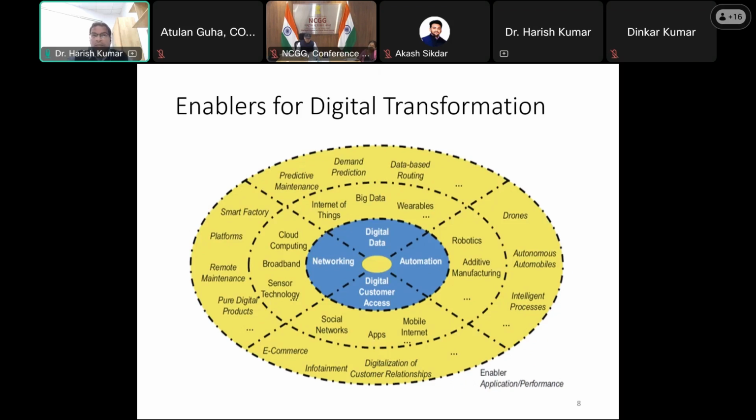Wearables means health-related devices, maybe a smartwatch or other applications developed for public utility by the government. So we can have predictive maintenance, data-based routing, demand prediction. There are a lot of things, including drones, right? So these are a few technologies.